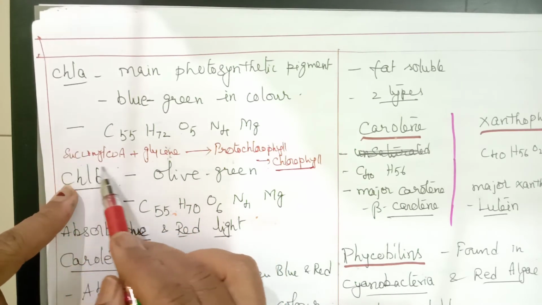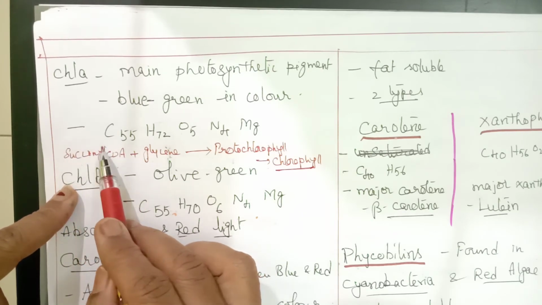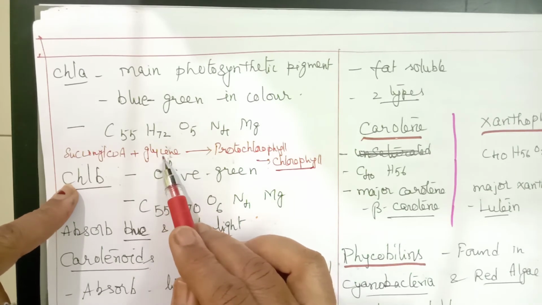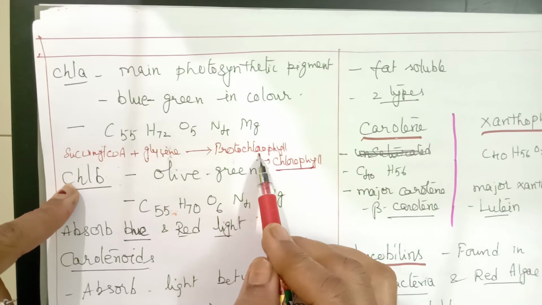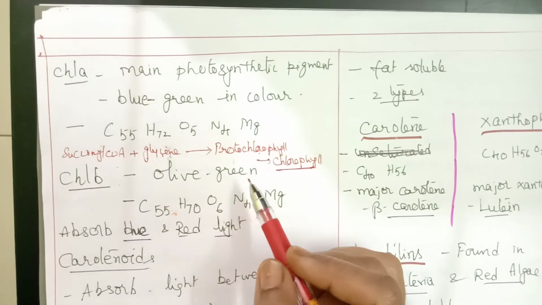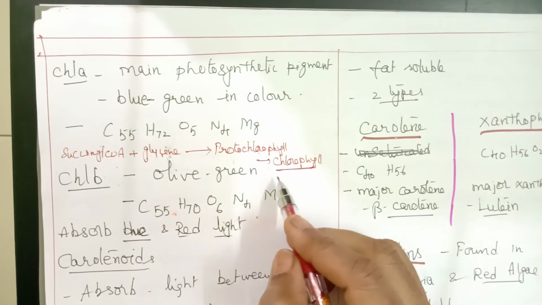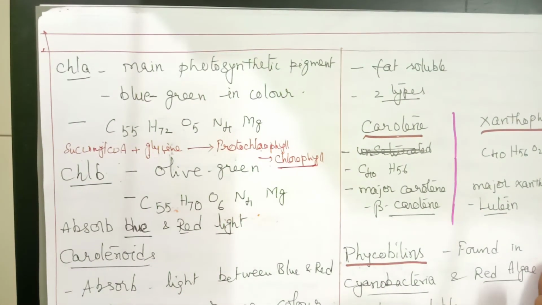Succinyl coenzyme A is formed during the Krebs cycle. It is one of the intermediate products during the Krebs cycle, and it combines with the amino acid glycine. Glycine also is synthesized during the process of photorespiration. And on combining with glycine, it first forms protochlorophyll. That means first the immature chlorophyll, called protochlorophyll, and then it is converted into chlorophyll. This is about the chlorophyll molecules.